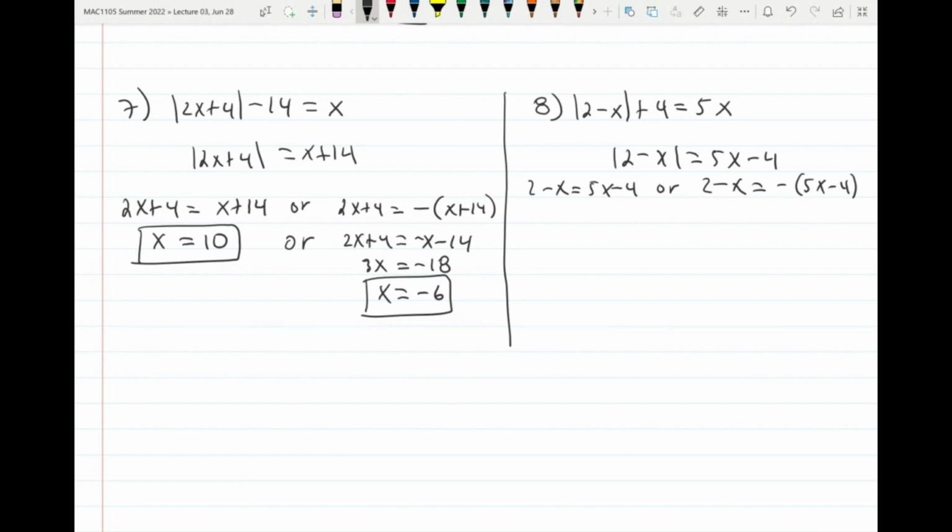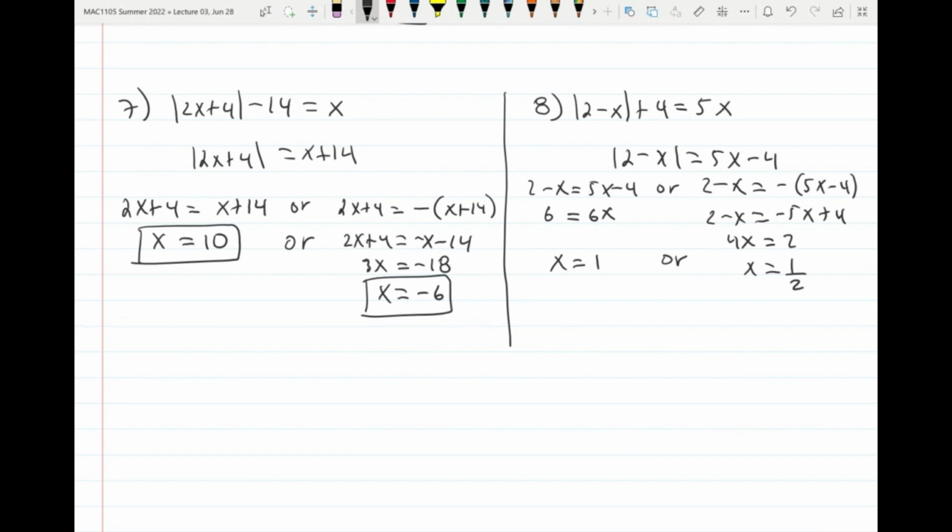And then we solve. So let's see, I'm going to move the 4 to the left. It's going to give me a 6. And the x to the right, that's a 6x. So x is equal to 1. And over here we have 2 minus x is negative 5x plus 4. Moving the 5x to the left, we get 4. 2 to the right, we have a 2. So we get 1/2.